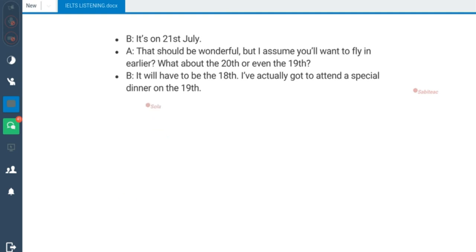As you can see, we have a lot of dates from the 21st to the 20th to the 19th to the 18th. But the question is, when will they leave? So a lot of dates. But if you listen carefully, you realize that they will leave on the 18th. So that's it. So you have to be careful of distractors.